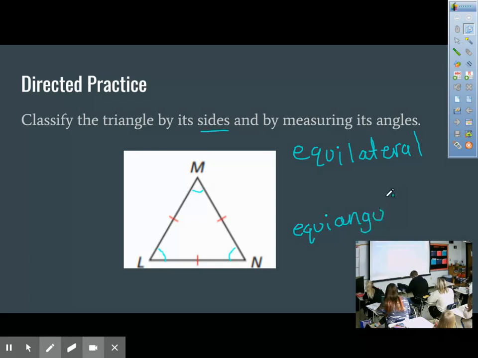So what else could I have said if I did not know that piece of information right there? Acute. Yeah, I could have said equilateral and acute. But if a triangle is equilateral, it's going to be equiangular. And that's because of the base angles theorem, or the corollary to the base angles theorem.